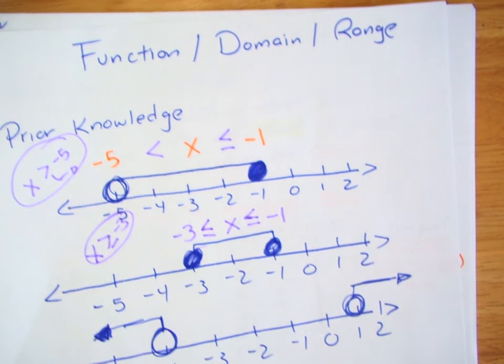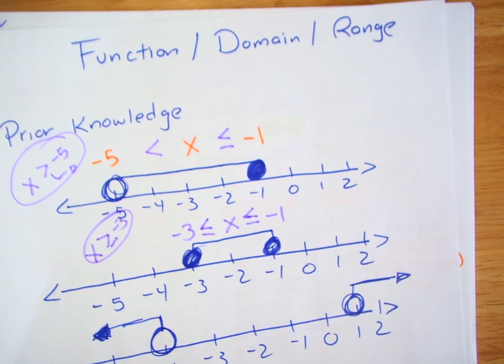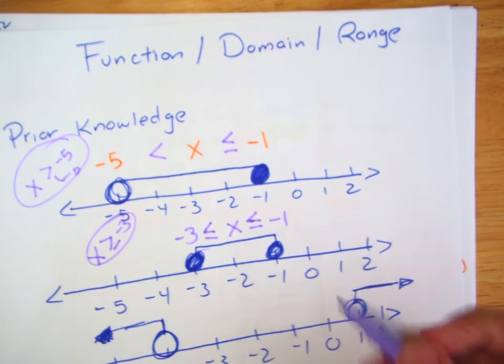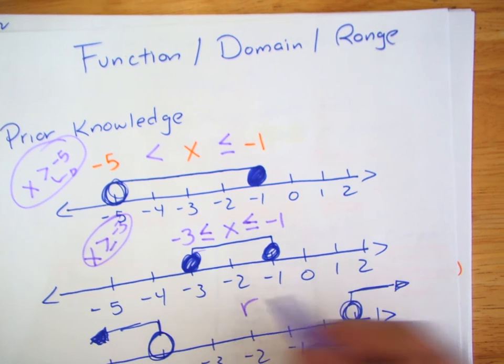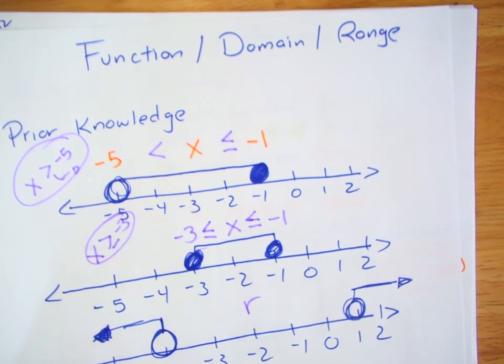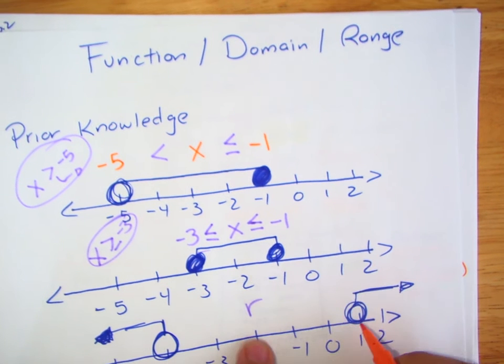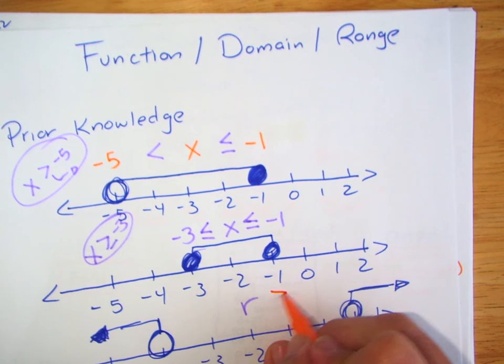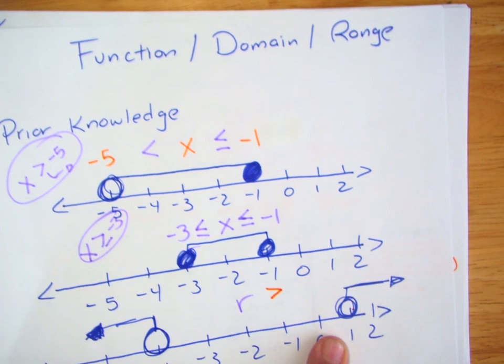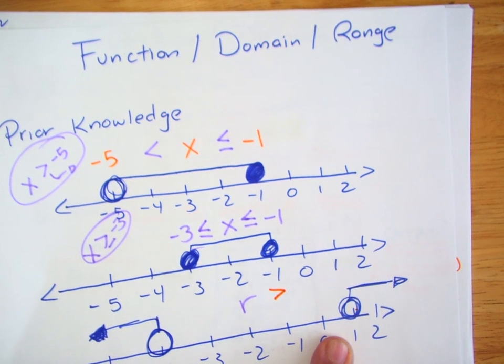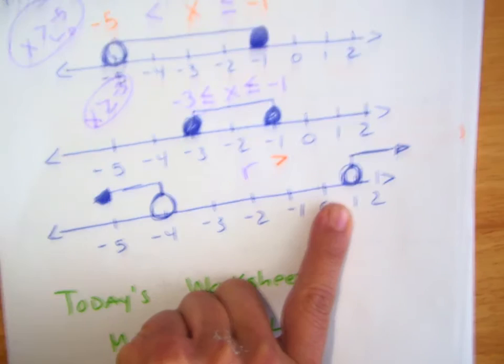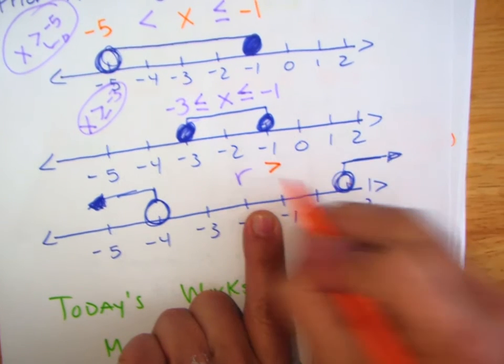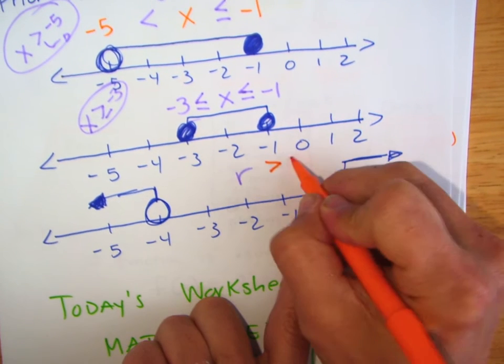Try the next one. All right, let's try this one. Can I use R? Yeah, that's fine. Let's use R. Let me use a different color. So R, how do you do this one? R is pointing to the right, so it's greater than. Is it equal to? No, it's not equal to, so I'm not going to put a little line underneath. It's greater than what? 1.